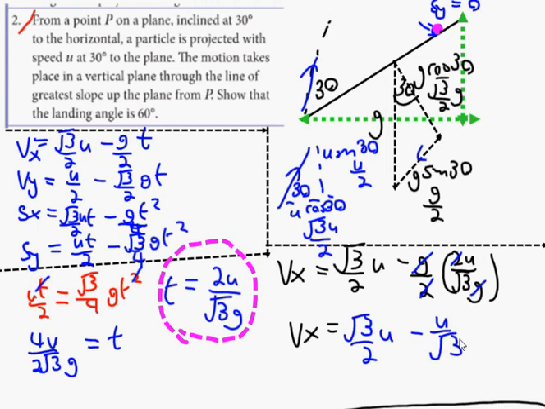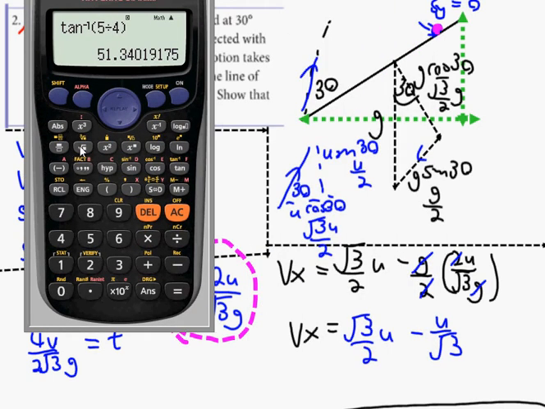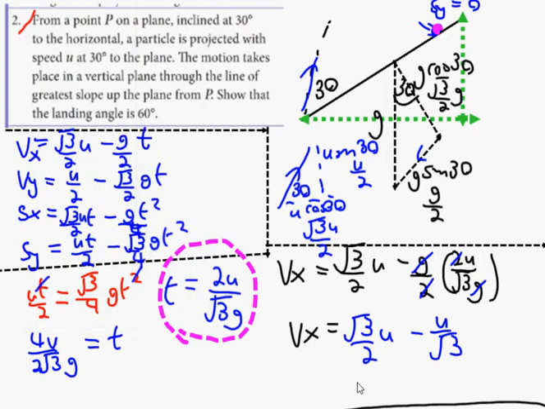Happy enough with that? Now just ignore the u, pretend the u's don't exist. There's a cheap way of doing this. Just put it into the calculator as root 3 over 2 take away 1 over root 3. There's no point doing common denominators if this thing does it for you. Root 3 over 6. Is that right? Root 3 over 6 u. So phi x equals root 3 over 6 u.